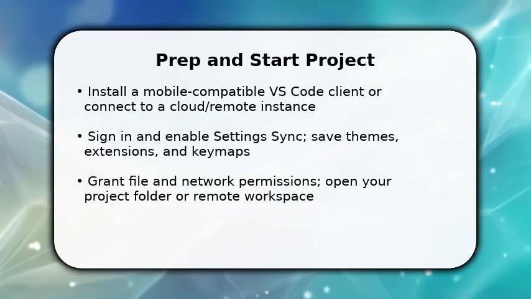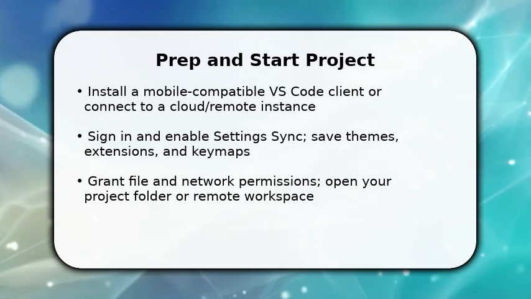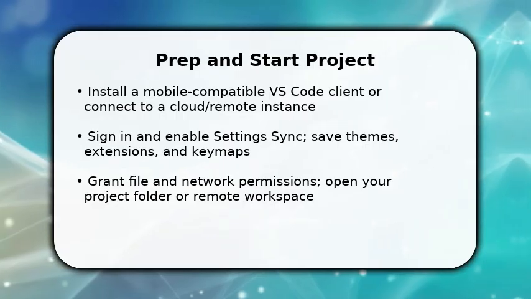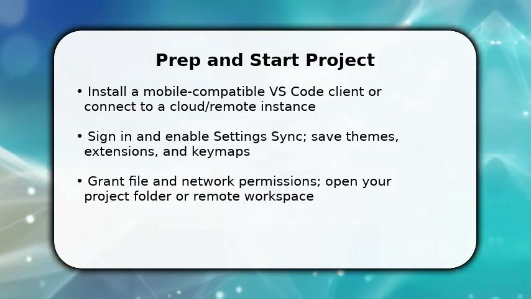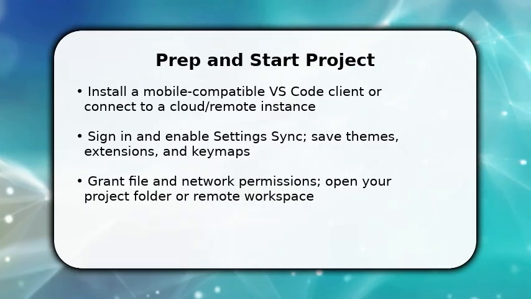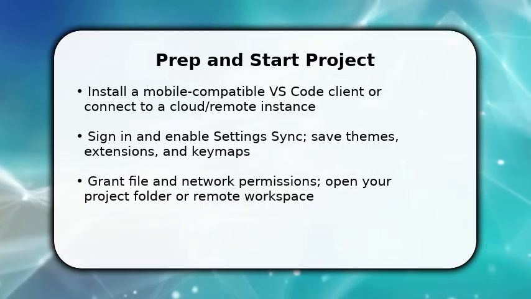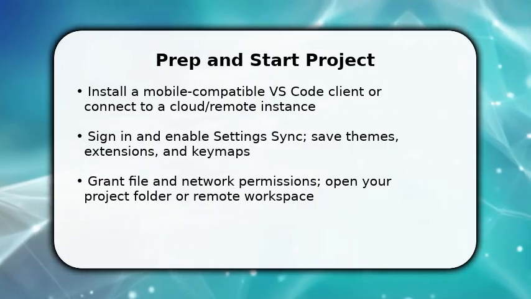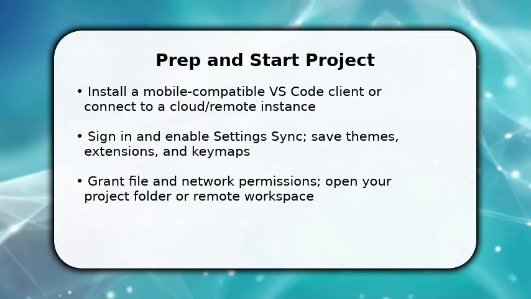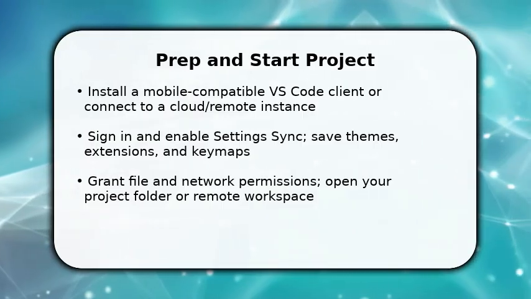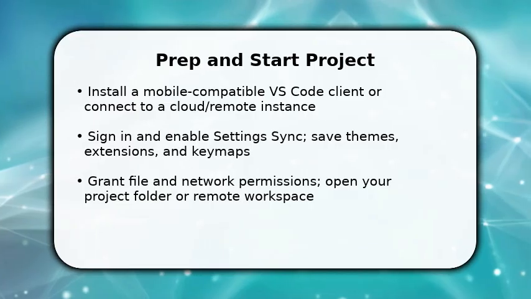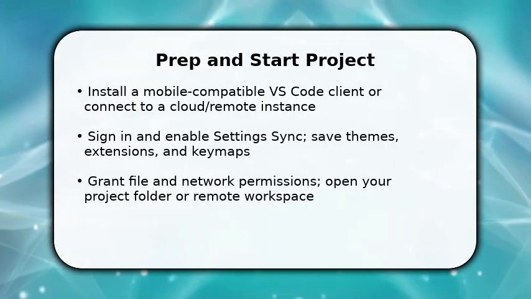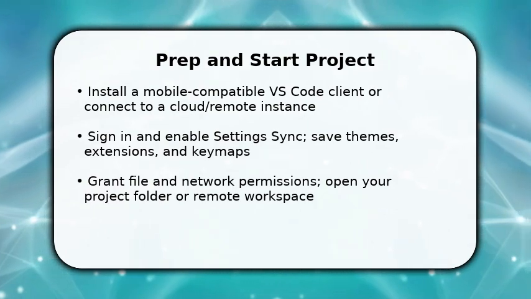You start by preparing your phone so you can work reliably. Install a mobile-capable VSCode client or connect to a remote code server, then sign in and enable settings sync so your theme, extensions, and key bindings appear instantly. Grant file and network permissions to allow local editing and remote access. Once done, open the project folder or attach to the remote workspace. This immediately loads files and extensions so you can run the next steps without reconfiguring your environment.